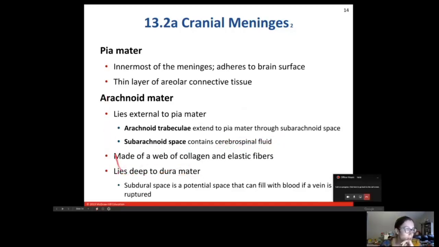And then the arachnoid mater lies just deep to the dura mater. The dura mater actually lies right on top of the arachnoid mater, and there shouldn't be very much space or any space in between them. Usually they lay right on top of each other, but there is a potential space, so they're not connected. This potential space is called the subdural space. So if there's bleeding into this space, it can open up, and you can have what's called a subdural hematoma that can get filled with blood.